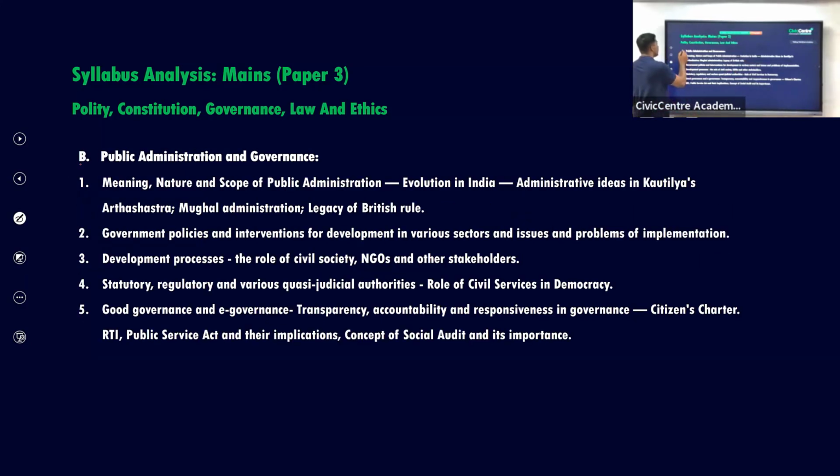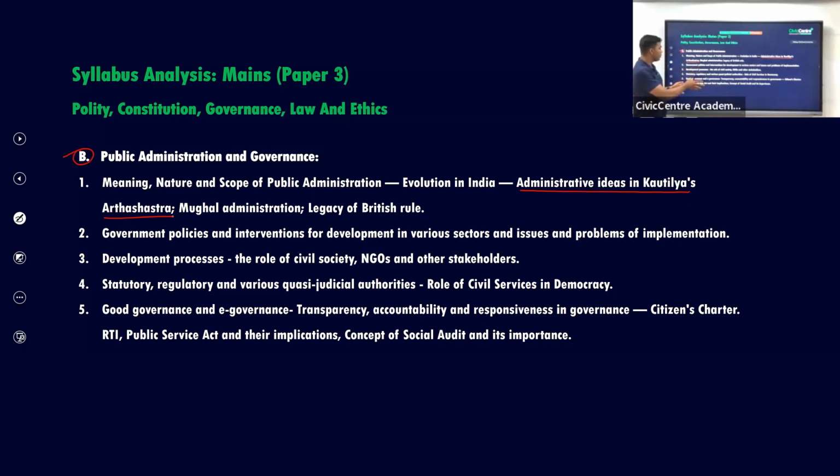Then next is public administration and governance. Here also I'll give an example. They have asked about administrative ideas in Kautilya's Arthashastra. They did not give the Vedas, they did not give the Manusmriti, they did not give any other thing. They gave Kautilya's Arthashastra as such. Last year they asked a question on Kautilya's Arthashastra. That also we will show.